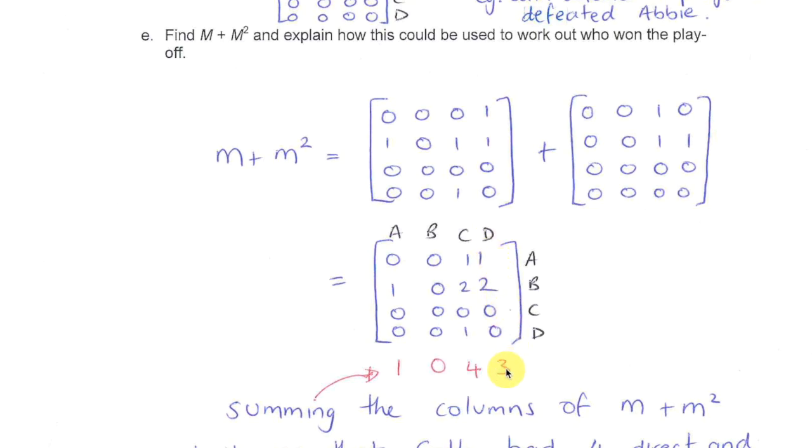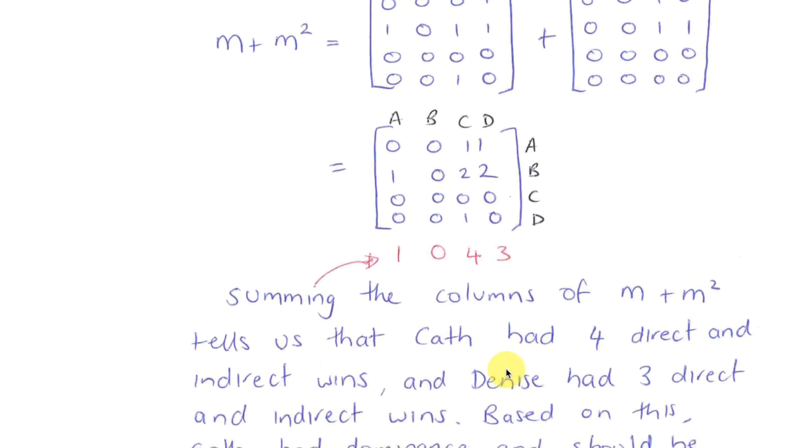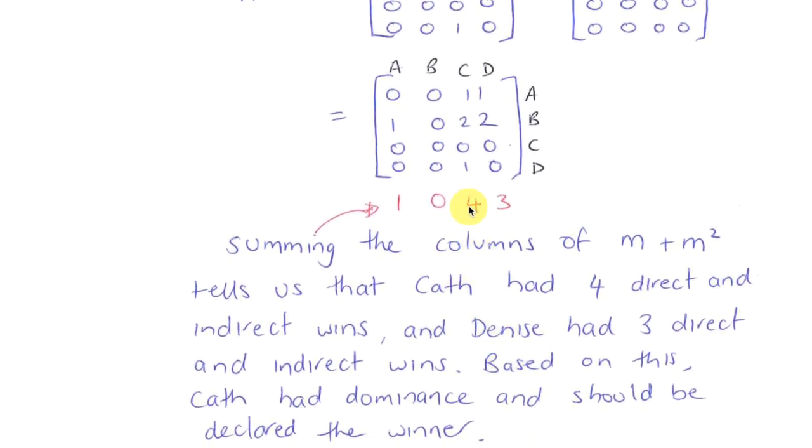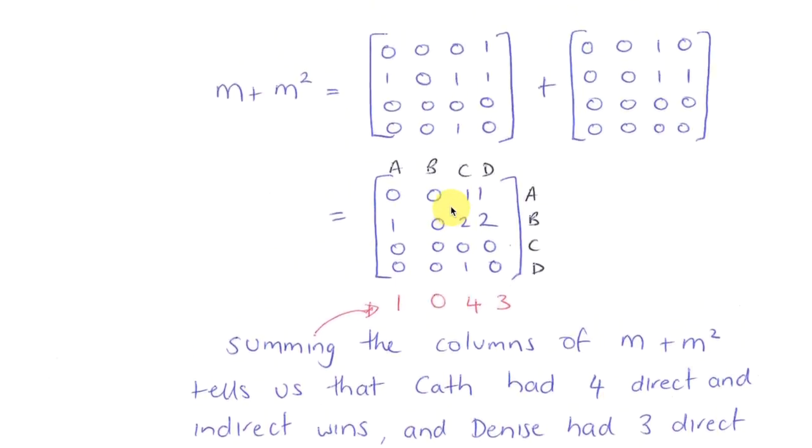So now it's pretty clear that we can rank these players from best to worst. So obviously C is the best, D is next, followed by A, and then B. So we've got a clear ranking there after we consider the direct dominances and the indirect dominances.